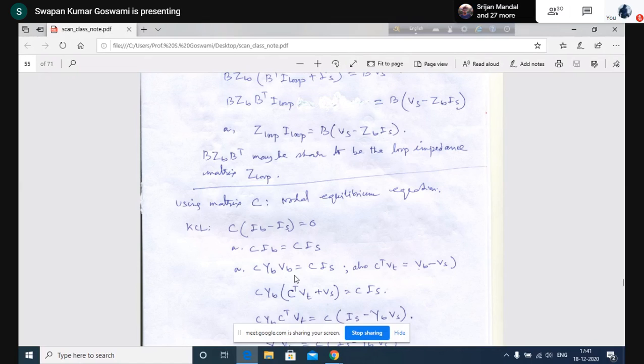Try to identify that B Zb B transpose is representing the loop impedance matrix, A Yb A transpose is representing the nodal admittance matrix, and C Yb C transpose is representing the cut set admittance matrix. You try to relate that admittance matrix with the cut set of the network, with the cut set of the network graph. Once this is done, we shall proceed for other examples. So that I shall do in the next class.